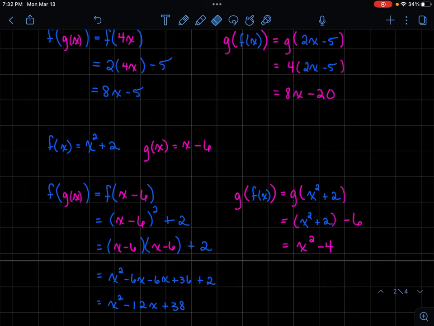And there you have it. That is function composition with evaluated numbers, and function composition to write a new rule by plugging one function into the other.